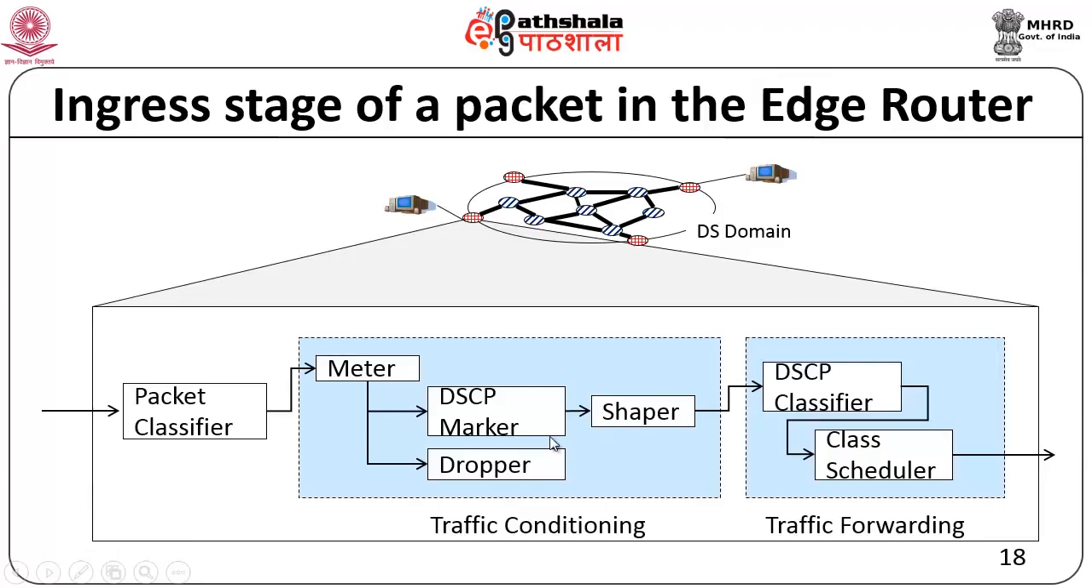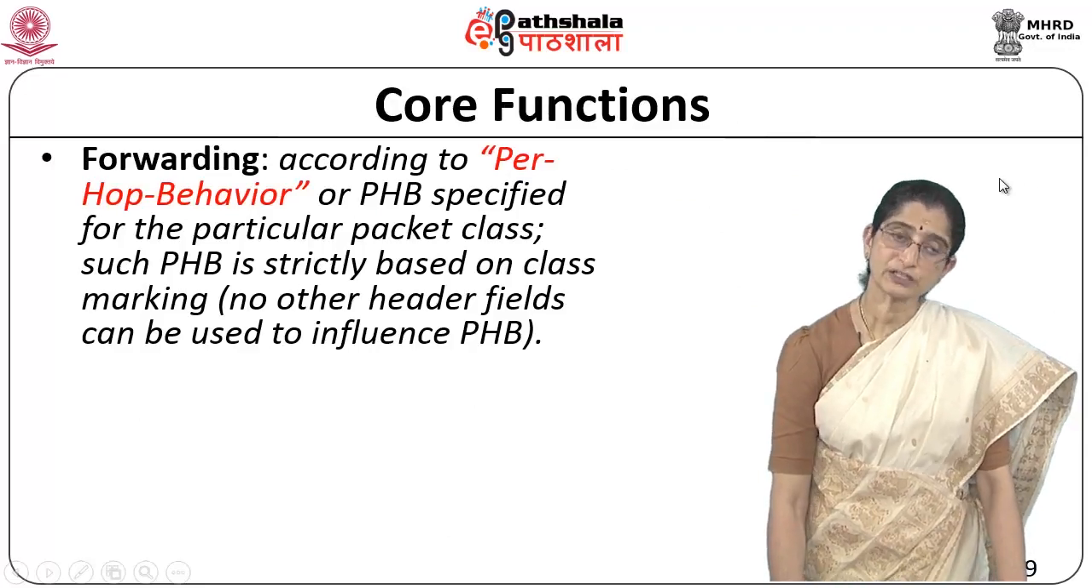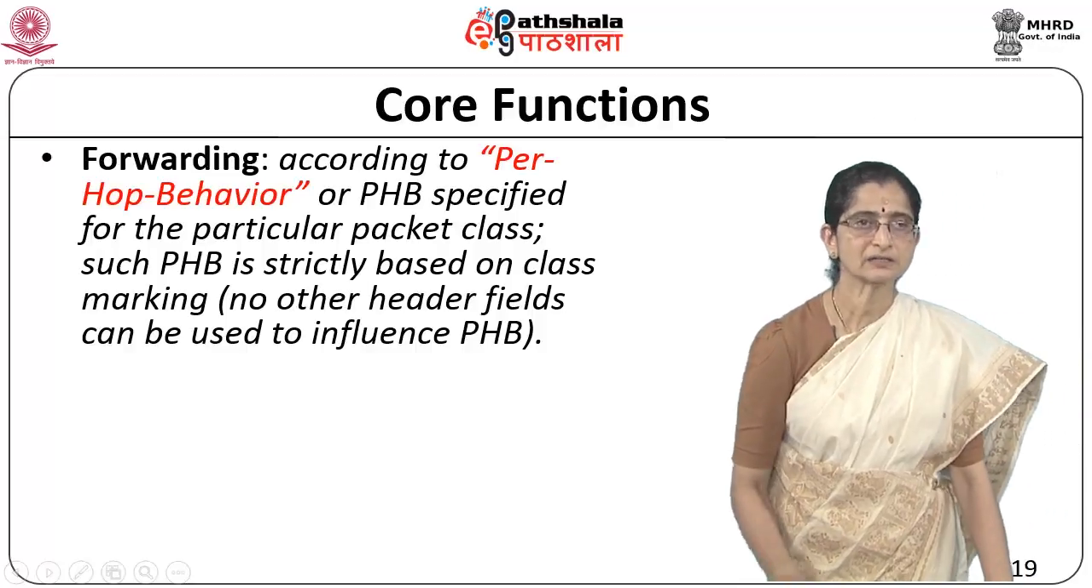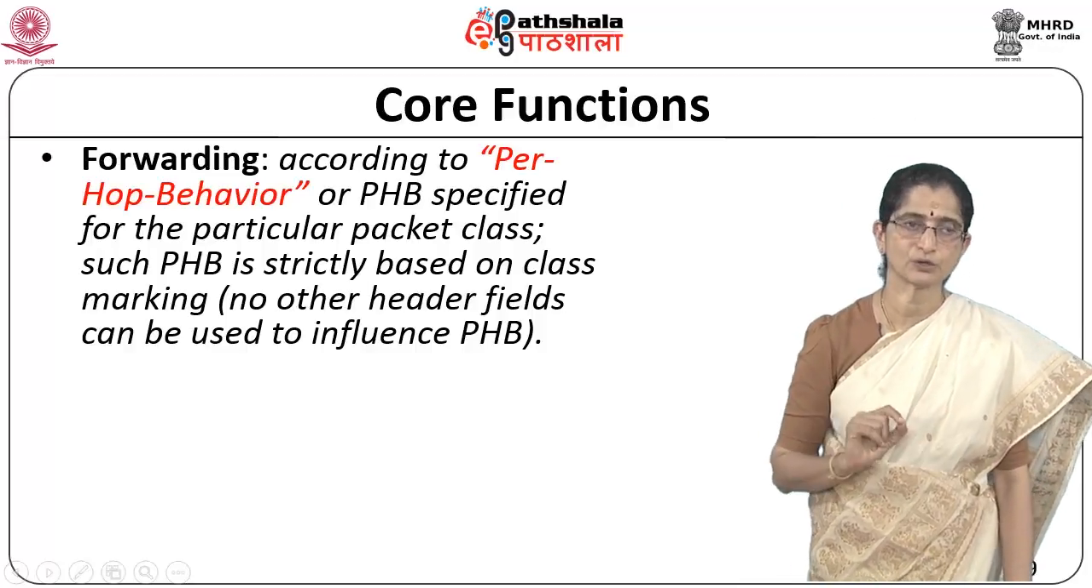If you look at the ingress stage of a packet in an edge router, this is what you will see. You have a packet classifier, meter, DSCP marker, dropper, and then there is a shaper and a classifier, which will forward the traffic: a traffic conditioning part and a traffic forwarding part. So this is what happens at the ingress stage of a packet. Now if you look at the core functions, we looked at what happens at the edge, now we look at what happens at the core.